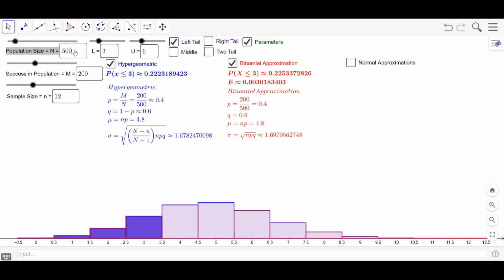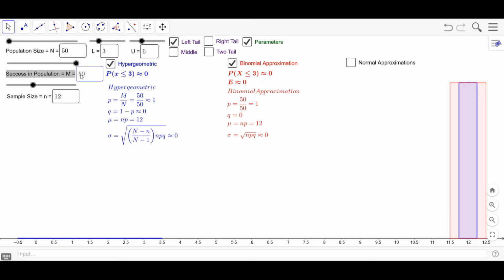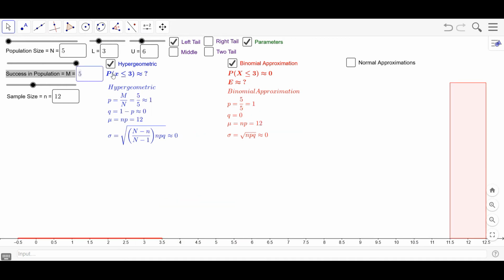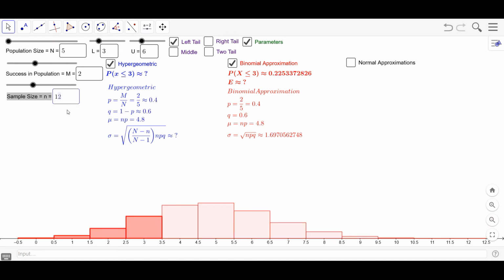Whereas when we were back at a size of, say, 50 and 20 here, where we started, or especially if we were at a size of, say, 5 here and 2 here, you can't even select 12, so that's kind of a wacky thing there. But let's go back to 50 and 20.